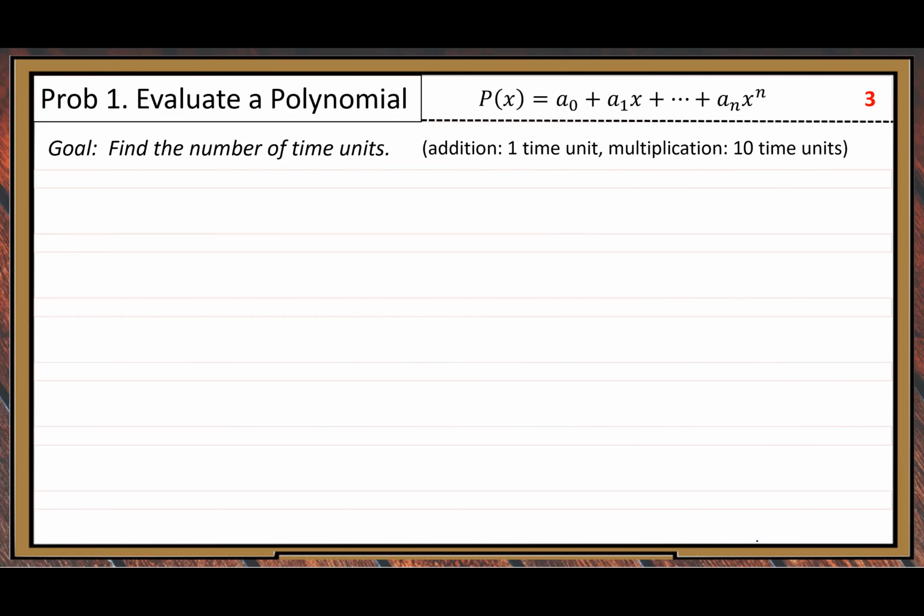Let us use one number to measure efficiency. Find the number of time units, just one number. One number represents the number of time units we need to solve this problem.